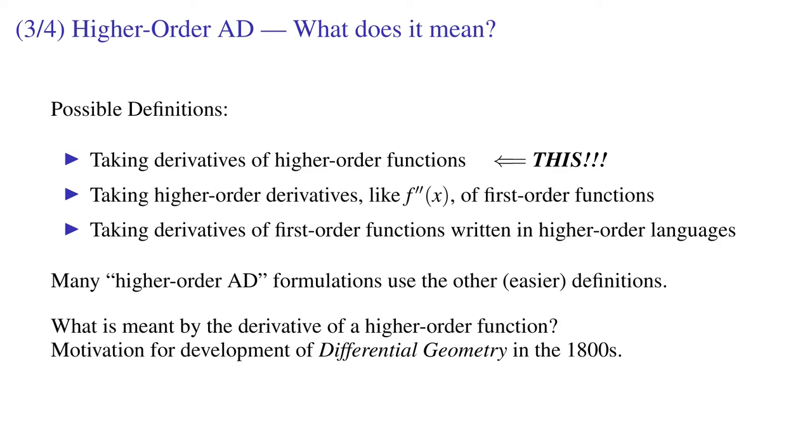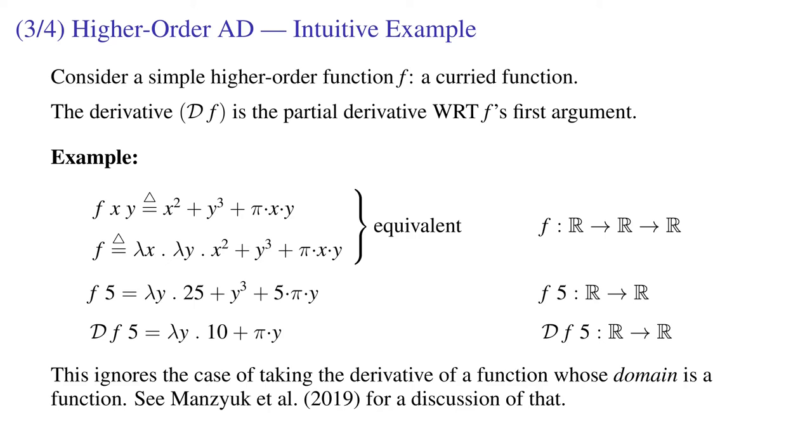But let's give a simple example, a binary curried function. So f of x y equals x squared plus blah, blah, blah. We can take f at the point 5, and you get a function from y to 25 plus y cubed, blah, blah, blah. We can take the derivative of f at 5, and we'll get the partial derivative of f with respect to its first argument. So a map from y to the derivative of that expression with respect to x at the point x equals 5 and y. I'm ignoring derivatives of functions whose domain is a function. Read the paper for that.